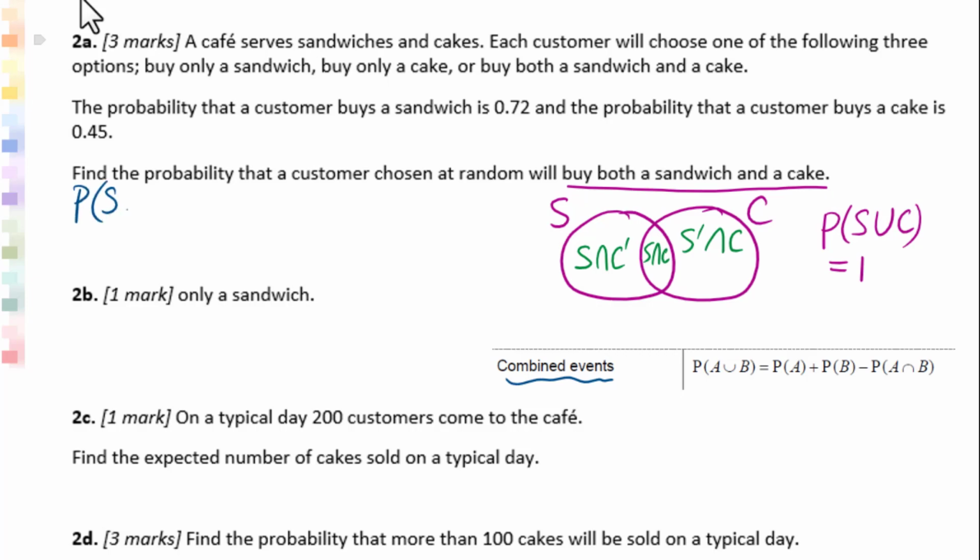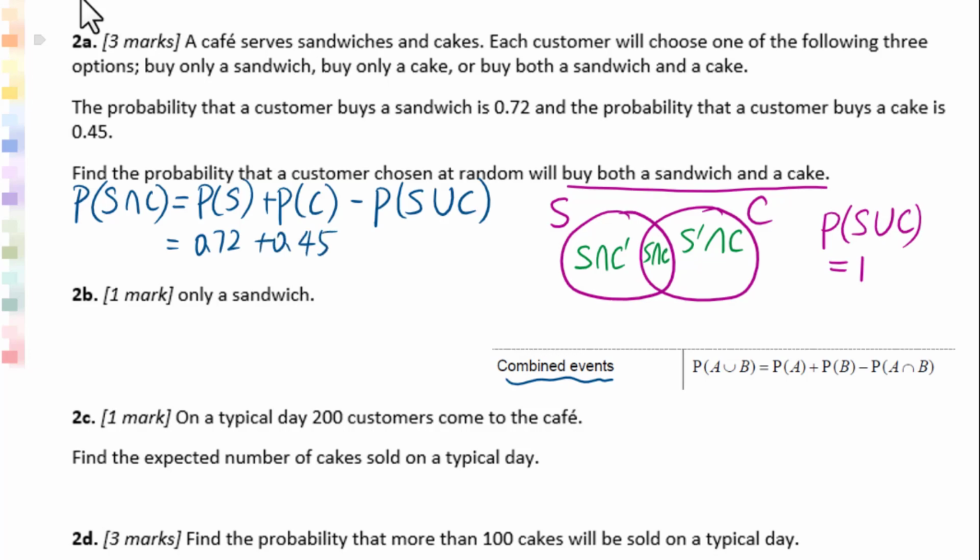Probability of a sandwich and a cake equals probability of a sandwich plus probability of a cake minus probability of a sandwich union cake, equals 0.72 plus 0.45 minus 1, equals 0.17. To be only a sandwich.